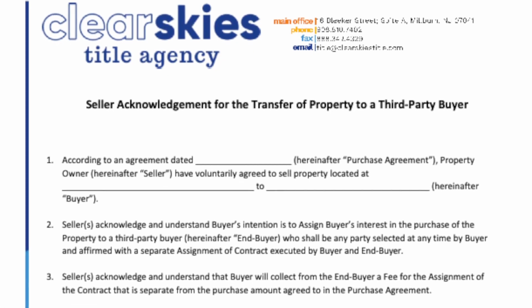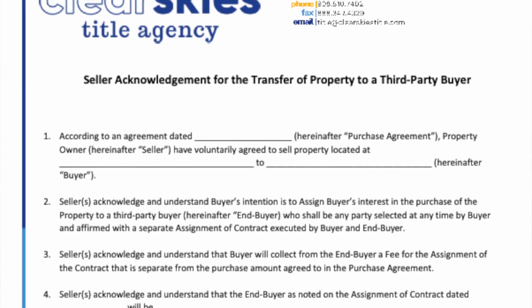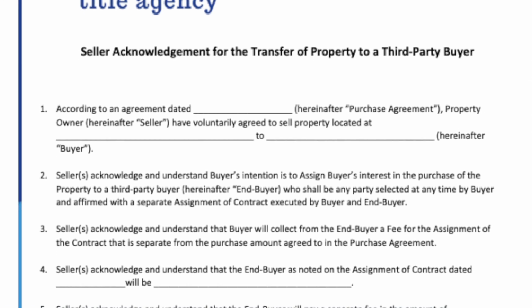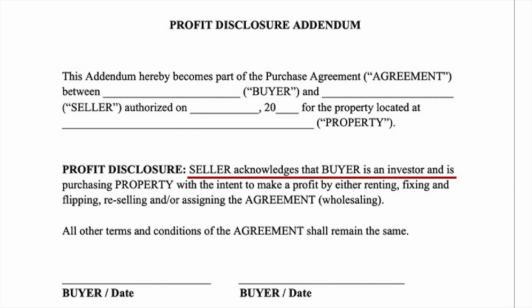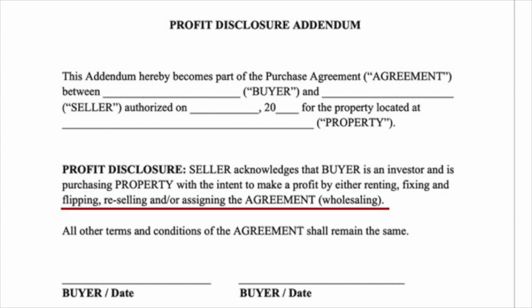Now, one of my coaching students in New Jersey had this just happen to him. Take a look. Clear Title Agency required my wholesaler student to get the seller to sign off that he was making a profit wholesaling his house. So let's take a look at my profit disclosure. It's pretty simple. It reads, the seller acknowledges that the buyer is an investor and is purchasing the property with the intent to make a profit by either renting, fixing and flipping, reselling, and or assigning the agreement, parentheses, wholesaling.